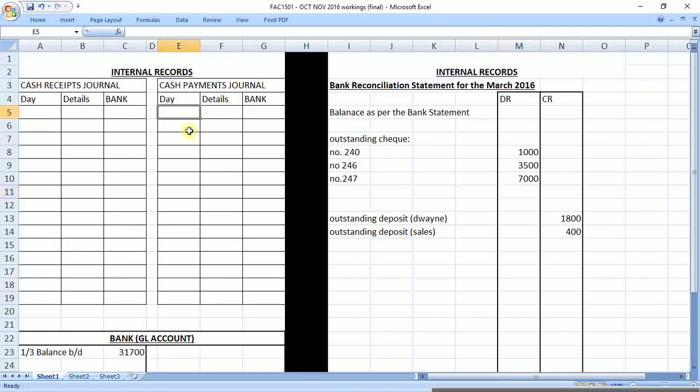Before we put an amount there, we need totals, because you need to start with something. So total. What is the total for the cash payments? It came from the question, 23,100. What is the total for the cash receipts? There it is, 12,500.